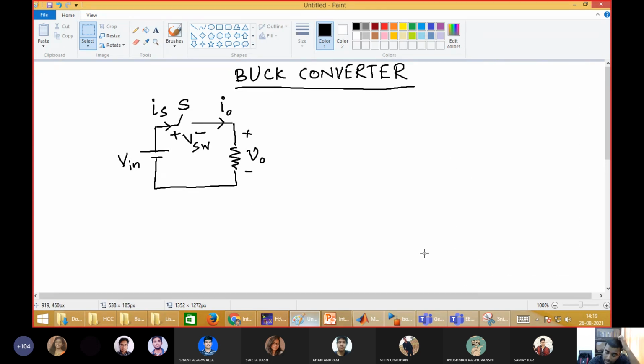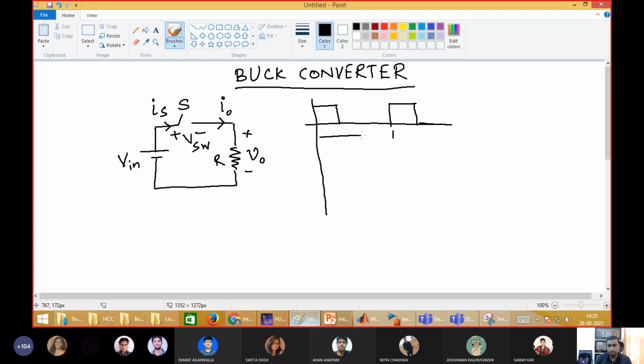Let me start. If this switch is on, the entire Vin voltage will appear across this resistance R. And if the switch is off, then this voltage is 0. Suppose this is the switching pulse. This is the time period Ts. This is the T on period, and this is the T off period.